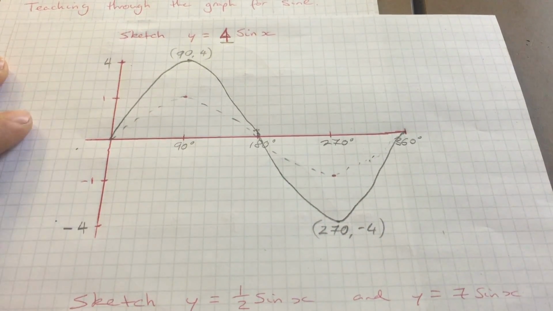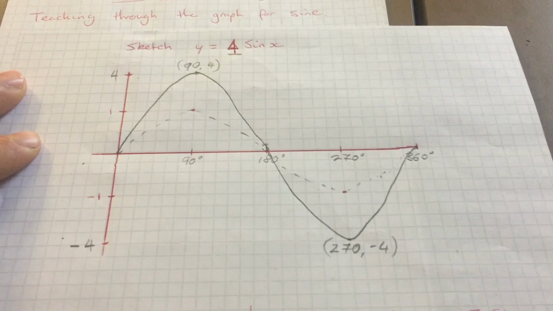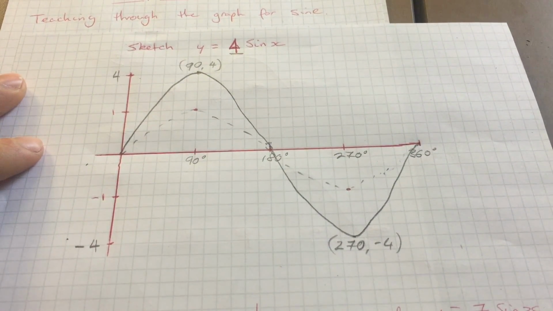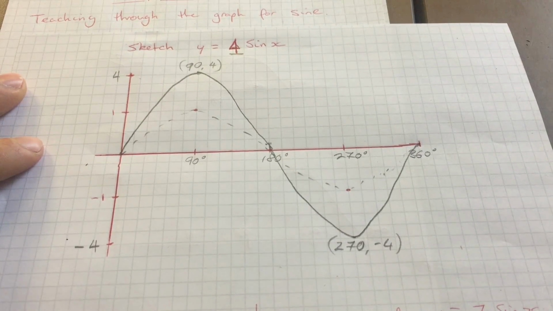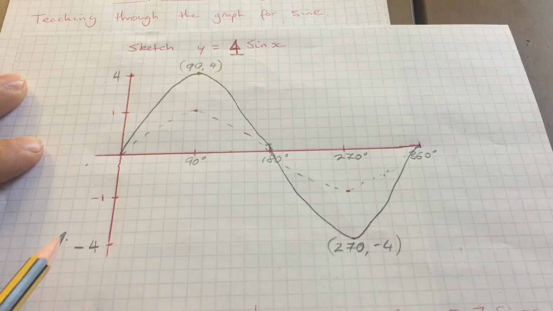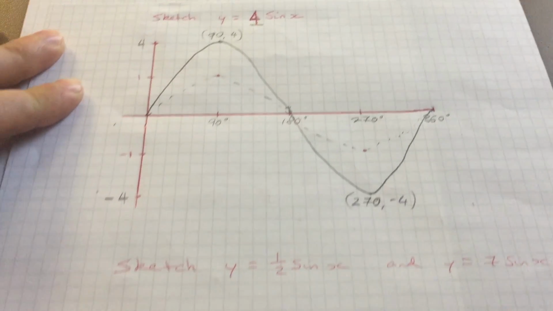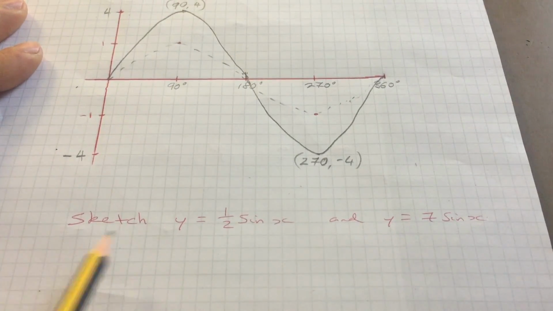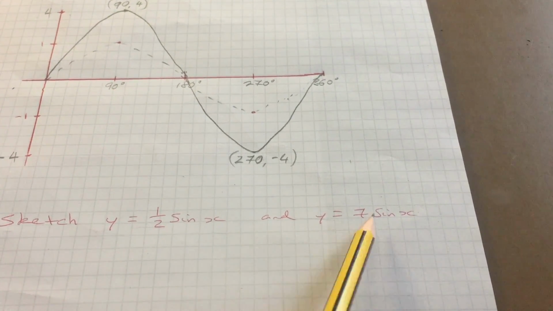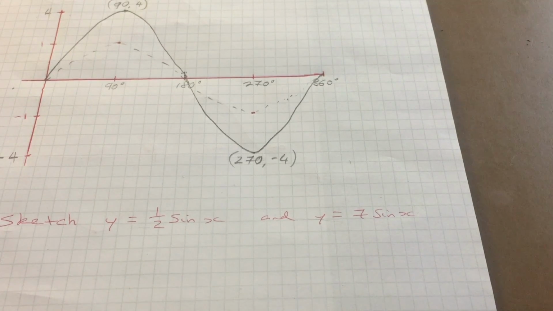Again, you can do the same idea with cosine and tan, you're just making it go to a new height of 4 rather than 1. Okay, so let's have a look at sketching this equation and this one. See if you can have a go at it yourselves.